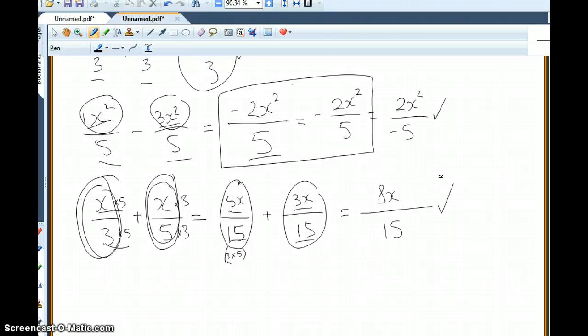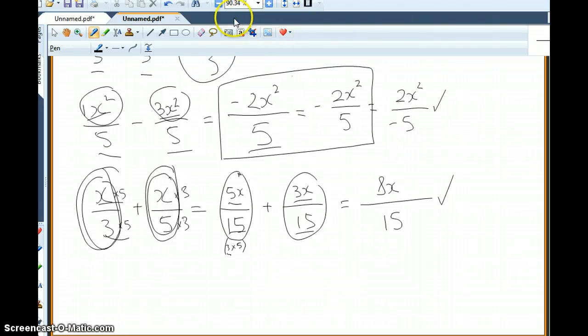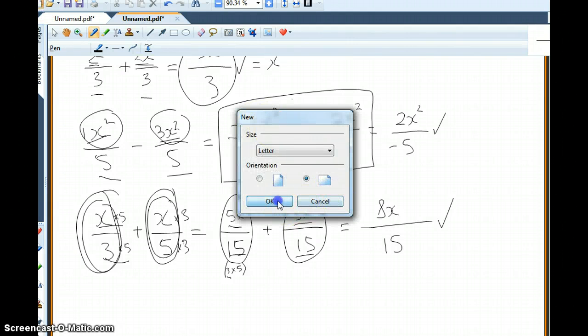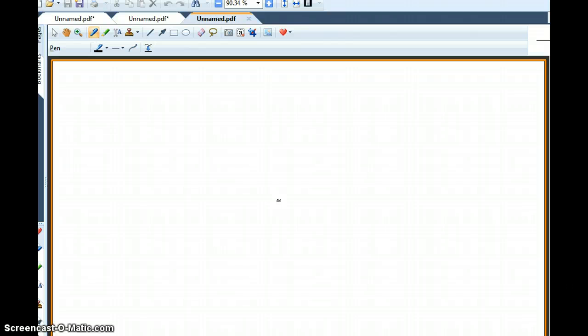Okay, let's step it up. Here we go. This one comes from question 3 on page 164. And it's (x + 1) over 2 plus (x + 3) over 5.